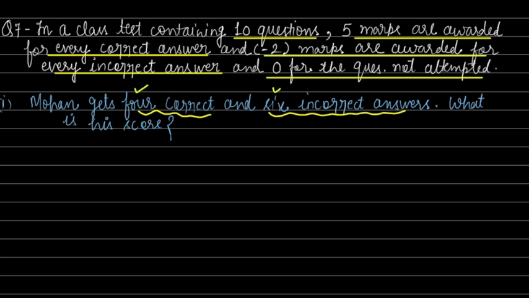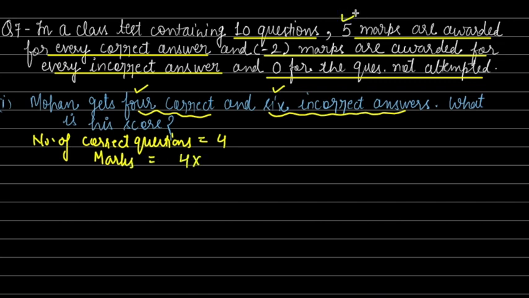First you see, has he attempted all the questions? 4 plus 6, 10. It means he has attempted all the questions. Out of those 10, he has got 4 correct and 6 incorrect. So the number of correct questions is 4. What will be his score for these correct questions? 4 into 5, getting 5 marks for every correct answer, means 20, right?